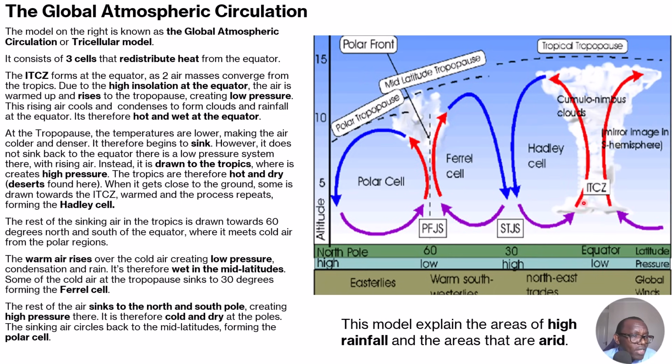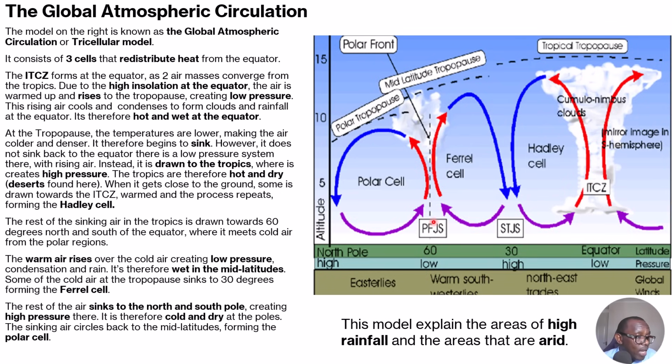Now, that cycle right there is what is referred to as the Hadley cell. So the Hadley cell is moving heat from the equator towards 30 degrees latitude. Okay, so the rest of the sinking air, however, begins to move towards the higher latitudes as warmer air. We said the tropics are hot and wet, so some of the air now starts to move towards higher latitudes at 60 degrees.